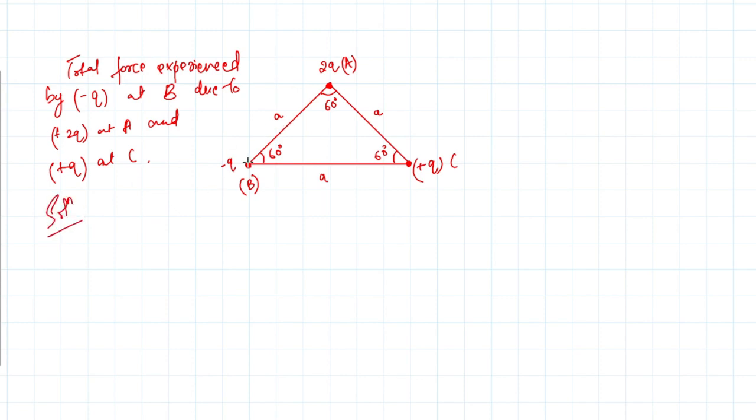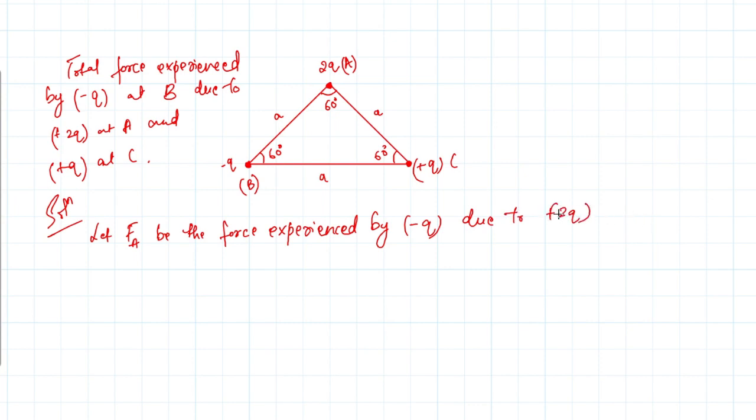So solution. First of all, we are going to write the magnitude of the force that minus q at B is going to experience due to the presence of plus 2q at A. Let FA be the force experienced by minus q due to plus 2q at A. We use the term FA because the plus 2q is at A.